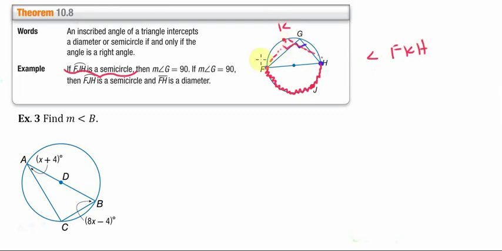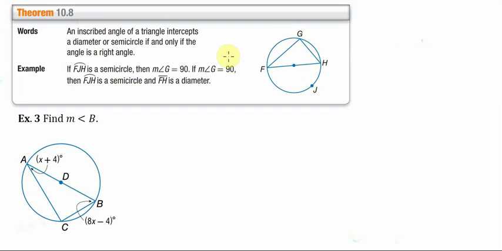So it doesn't matter what inscribed angle we have, as long as those points intercept that arc FJH, we're still going to have 90 degree angles consistently. And then in the opposite direction, if we have an inscribed angle and the measurement is 90 degrees, then that means the arc that corresponds to that inscribed angle is going to have to be a semicircle. So we're given two pieces of info here.